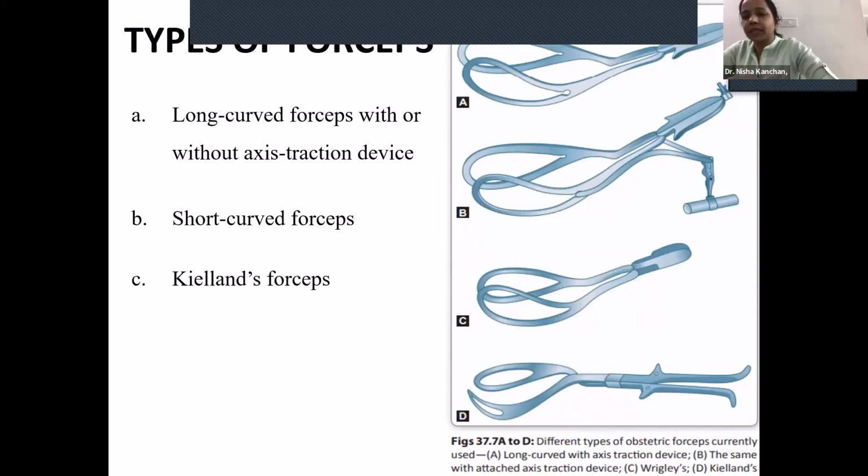There are many names for forceps depending upon how the shanks are, whether they are overlapping or not, or what type of lock they have. But these two names, for undergraduate level, you have to remember.